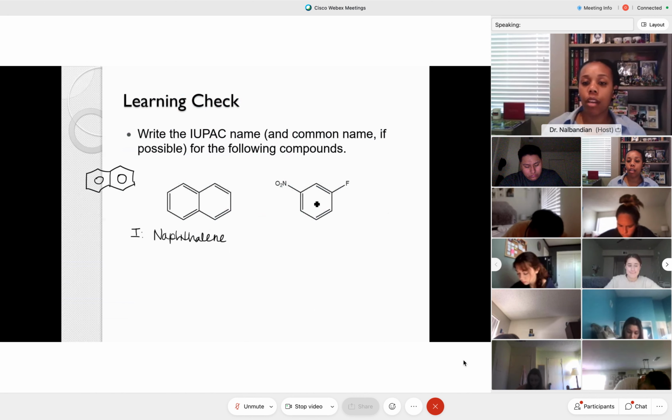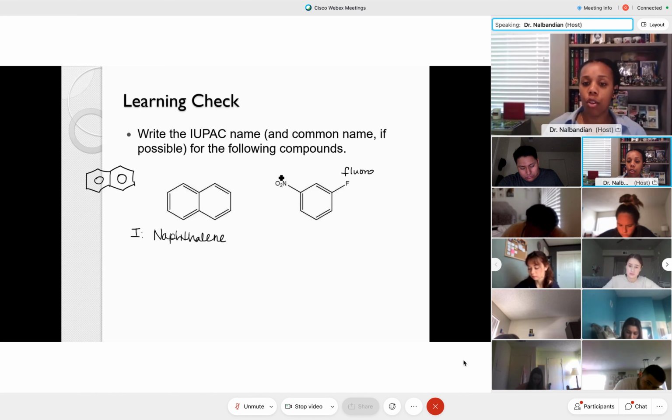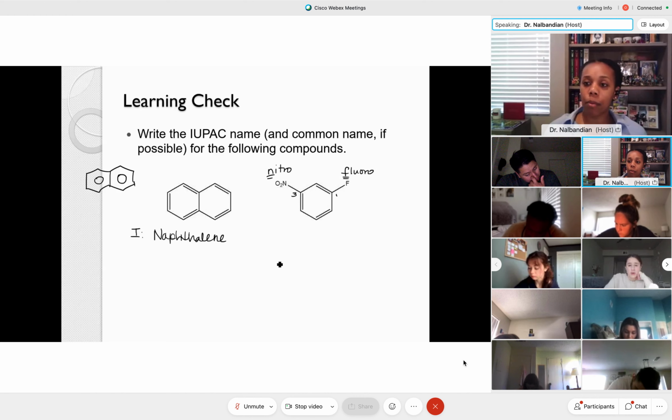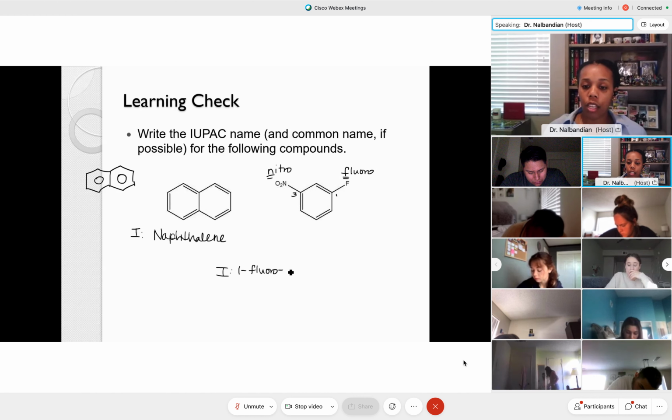Now let's look at our next one. We have a fluorine, so a fluoro group, and then NO2, which is a nitro group. We have it as a disubstituted benzene ring. What's going to be on carbon 1? The fluoro has to be on carbon 1 because we're basing it on alphabetical order. We have a tie between what's on carbon 1 and what's on carbon 3. So on carbon 1, we have the fluoro. On carbon 3, we have the nitro, and it's a benzene ring.